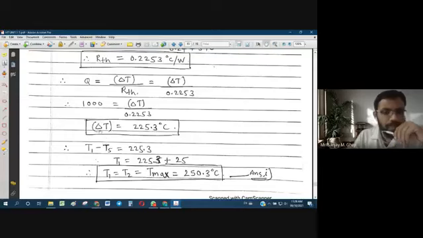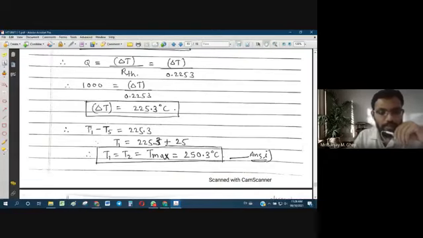Now we can find temperatures T1 and T2, which are the maximum temperatures. So delta T is T1 minus T5 equal to 225.3. Now T5 is given, that is 25. So the only unknown is T1. So T1 we get 250.3 degrees Celsius. The same will be applicable for T2. So the maximum temperature is 250.3 degrees Celsius.